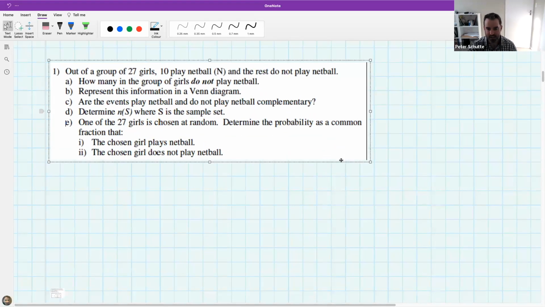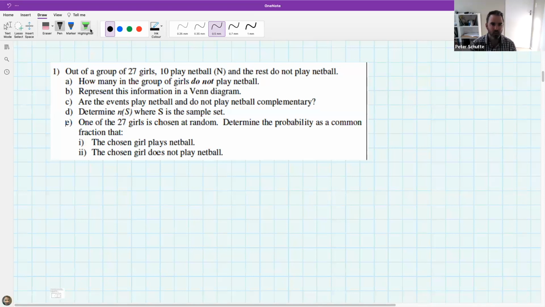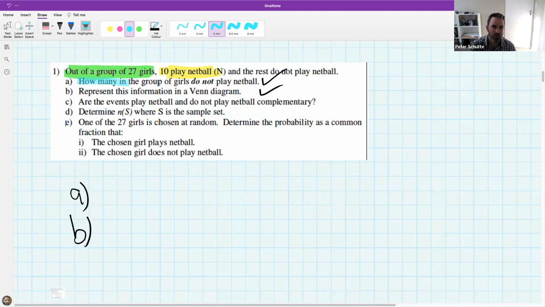So here is our Venn diagram question. There are a group of 27 girls and 10 play netball and the rest do not play netball. I want to know how many in the group do not play netball. And I want you to put it into your own Venn diagram. So I want you to do that. I also want you to draw your own diagram. And when you're done, just say done in the chat.